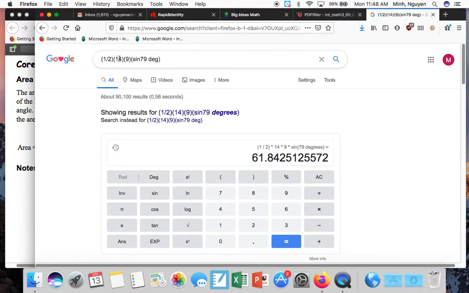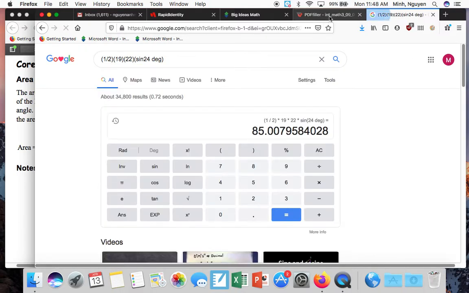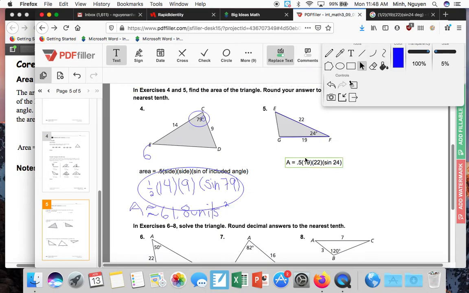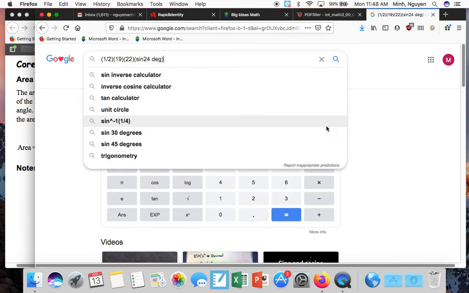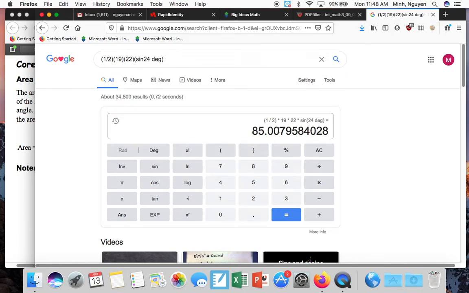1/2, 19, 22, sine of 24 degrees. Again, being sure that your calculator is working in degrees and not radians. And if I round to the nearest tenth, well, that's the nearest tenth, and 0 rounds it down to 0.